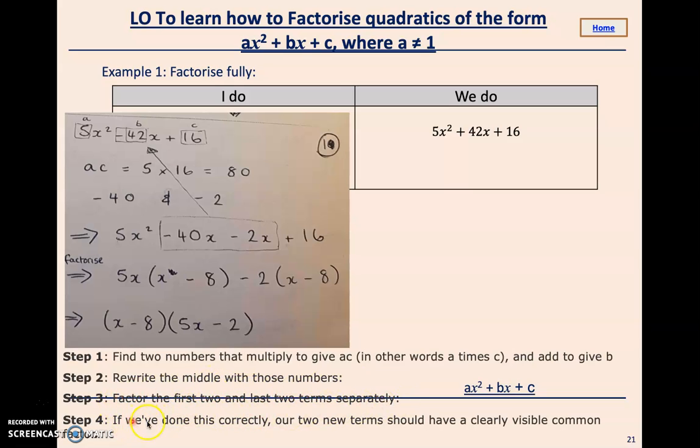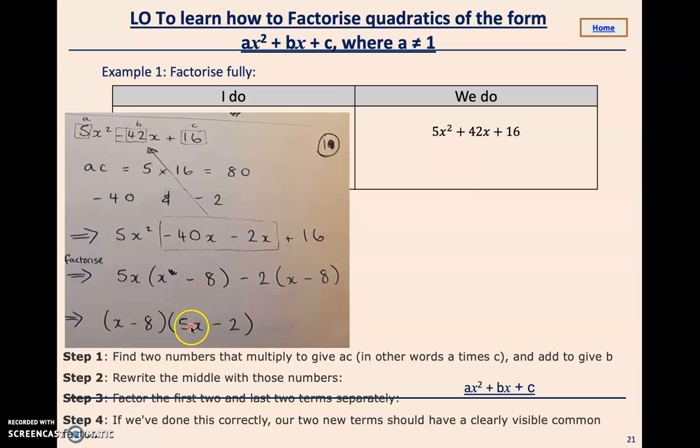Step 4. If we've done this correctly, our two new terms should have a clearly visible common factor. So what are our factors now between this first term and our second term? Well, we can take out x minus 8. We can take that out as a factor, because that's just going to be a number when we find out what x is. So take out x minus 8, and that leaves us with just 5x here and negative 2. So as you can see, we've factorized it.